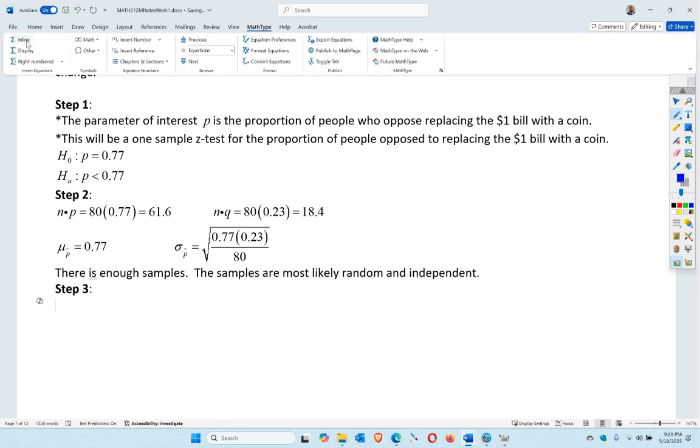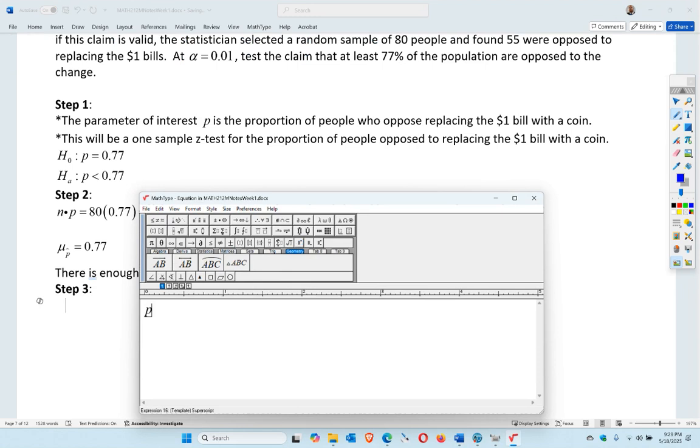Math type p hat. So the actual sample that we went out and got gave us 55 out of 80. So 55 out of 80 was our sample, right? That's obviously not everybody in the entire United States. So you actually just keep it as is.